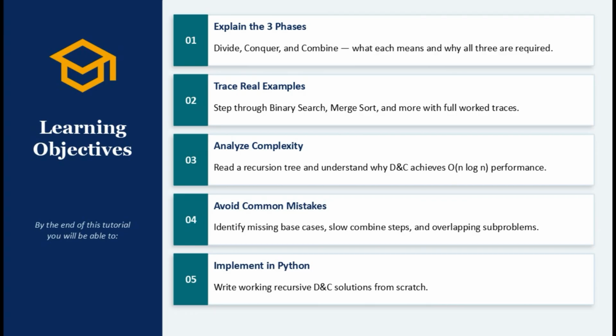Before we dive in, let's look at what you will be able to do by the end of this tutorial. First, you will be able to explain the three phases of divide and conquer: divide, conquer, and combine, and describe why all three are required. Second, you will trace through real examples step by step, including binary search and merge sort. Third, you will read a recursion tree and understand how it tells us about performance.